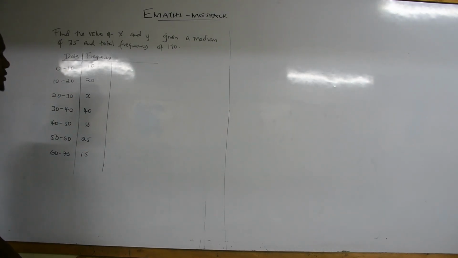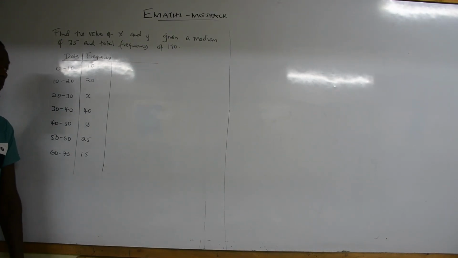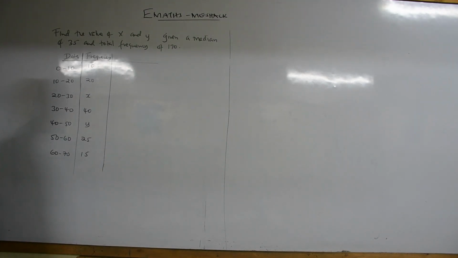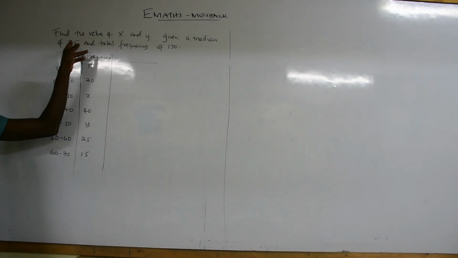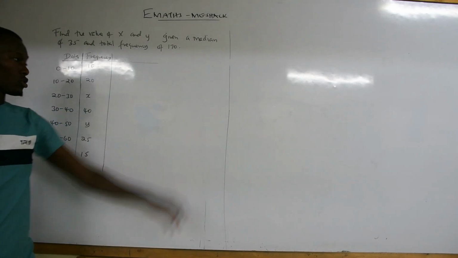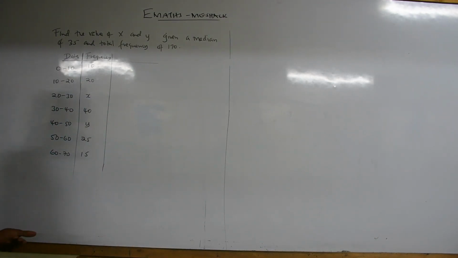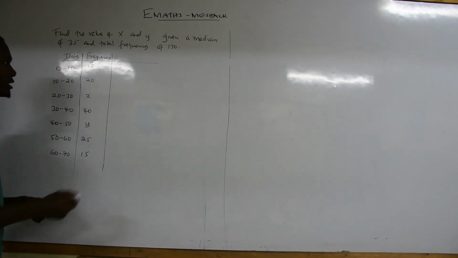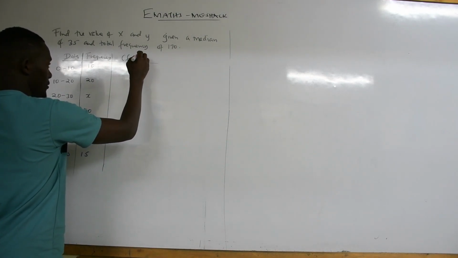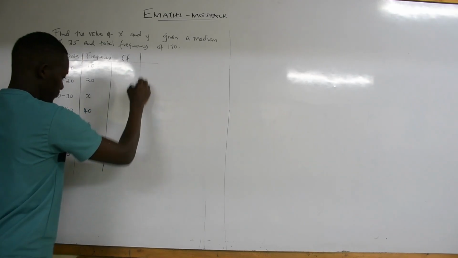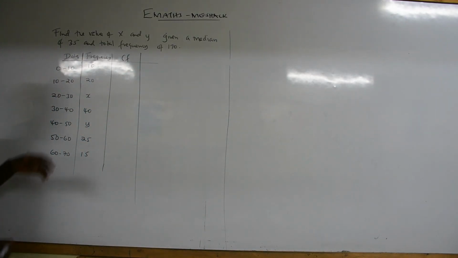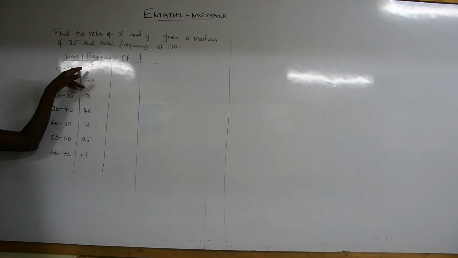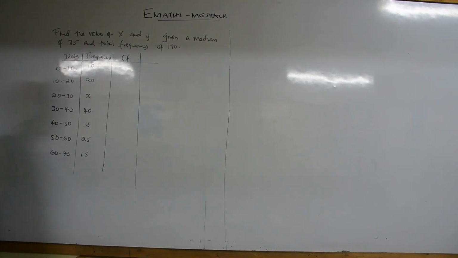So we're supposed to find the value of x and y given the median of 35 and a total frequency of 170. Now, this already just gives you the direction by the end of the day. You have been given the median. So what you need is the things that you need when you're calculating the median. And what do you need? Only the cumulative frequency. And again, this is an inclusive data because the upper class limit is the lower class limit in the next class.